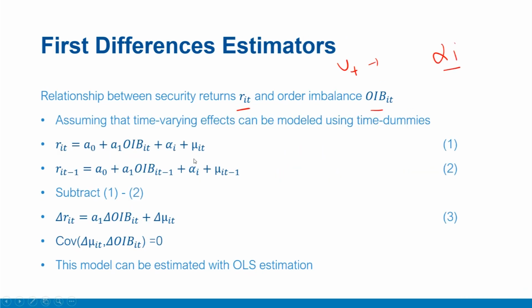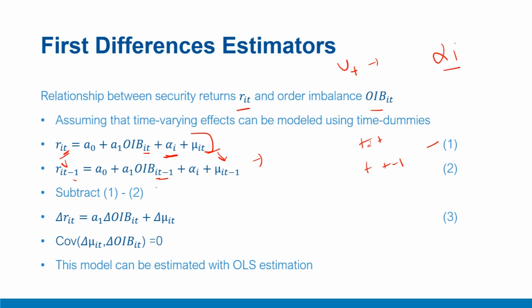Now, in the original model, we had this alpha i here. Assume in the original model, we take a time lag, that is, for all the terms with subscript t, we take it one time period before. So we get the resulting return as R i t minus 1. Similarly, order imbalance OIB i t becomes order imbalance for the previous period for security i, OIB i t minus 1, and so on, and the error term mu i t becomes mu i t minus 1, which is one period before. So we have equation 1, which reflects the dynamics at time t equal to t, and equation 2, which reflects the relationship at time t equal to t minus 1.